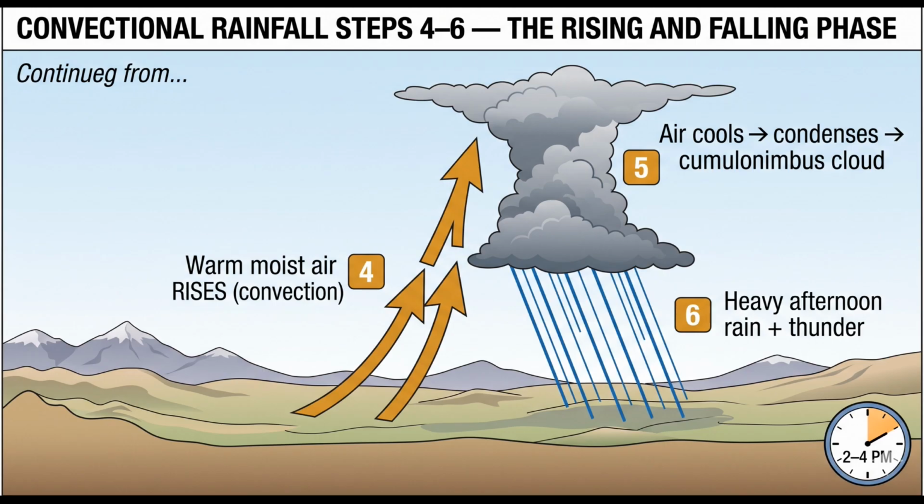Step 6. Eventually, the droplets become too heavy to stay in the cloud, and heavy rainfall falls to the ground, typically in the early to mid-afternoon, often accompanied by thunder and lightning. And why the afternoon specifically? The ground needs several hours of morning sunshine to build up enough heat to trigger strong convection. That heating takes time, so the rain peaks in the afternoon, not the morning.